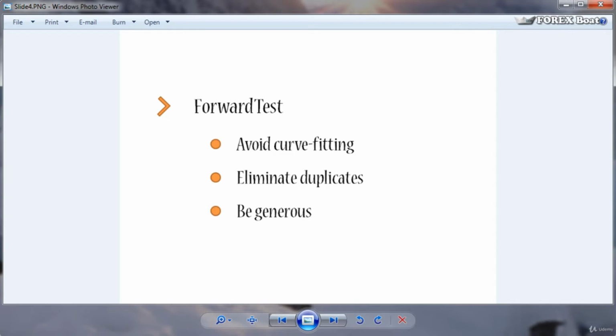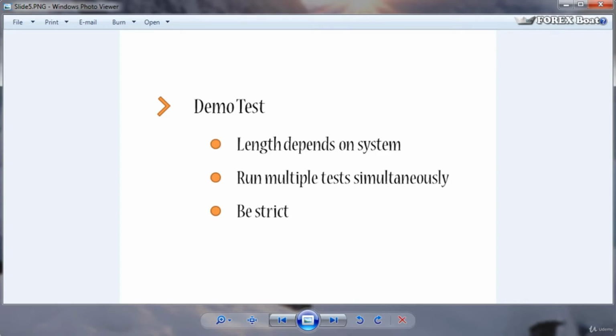So as long as the set holds its own during the forward test, as long as it's not rapidly losing money, you might want to move that one to a demo test and see how it performs there. Demo test, 3 main key takeaways.